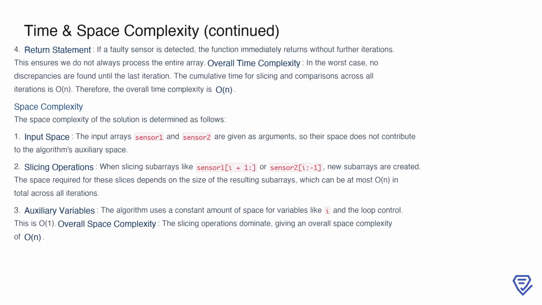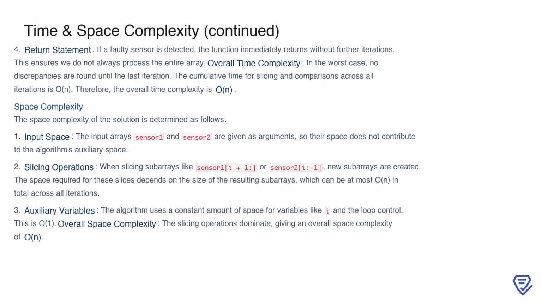Now, if a faulty sensor is detected during the process, the function immediately returns, avoiding further iterations. This early return mechanism ensures that the entire array isn't always processed, optimizing performance. However, in the worst case, where no discrepancies are found until the final iteration, the cumulative time spent on slicing and subarray comparisons across all iterations still sums up to O(n). Therefore, the overall time complexity of the solution is O(n).